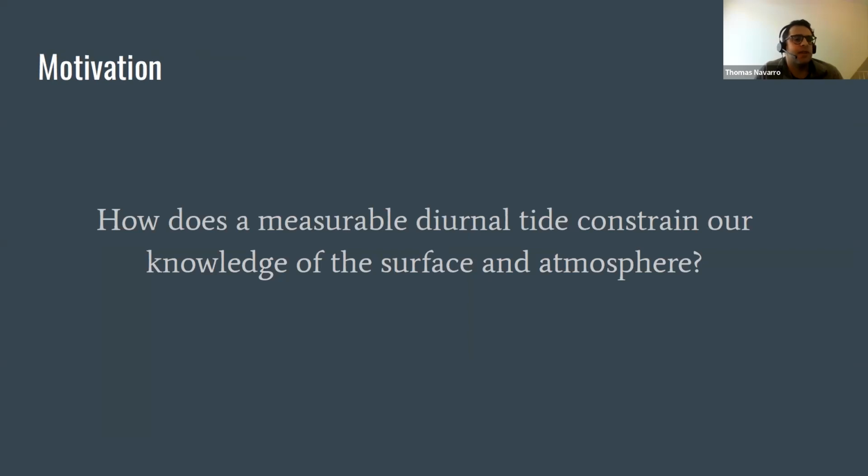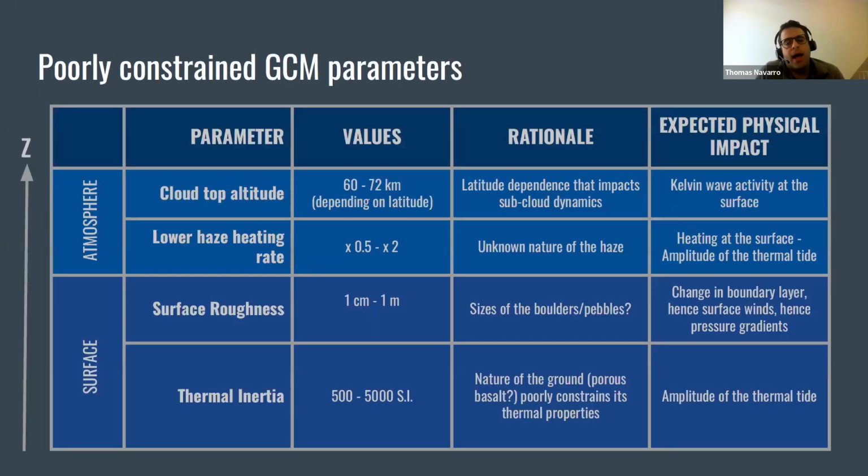So this is the motivation of tidal tomography: to measure the thermal tide. And the question is, if we have a measurement of the tide, how can we constrain our knowledge of the surface and the atmosphere? So in the next slide, we have identified four poorly constrained parameters in this GCM that we can invert the problem to estimate, by having a measurement of the thermal tide and tuning those parameters.